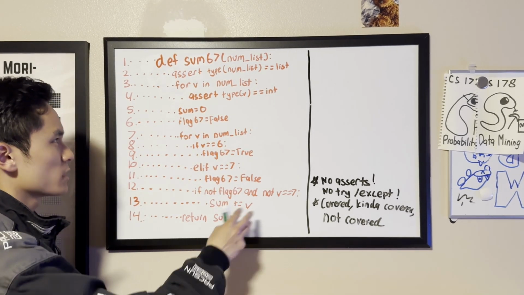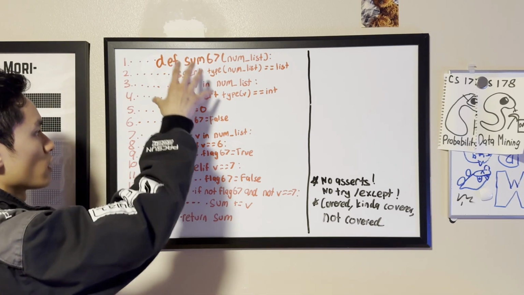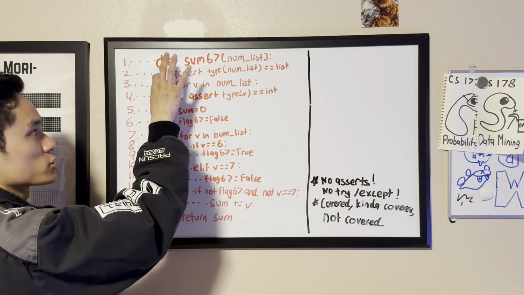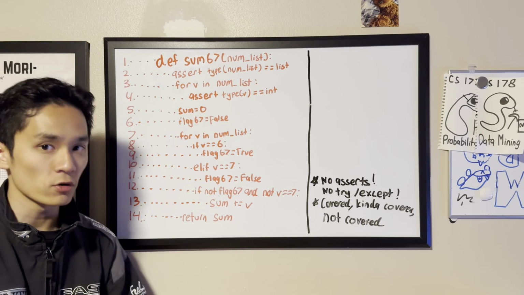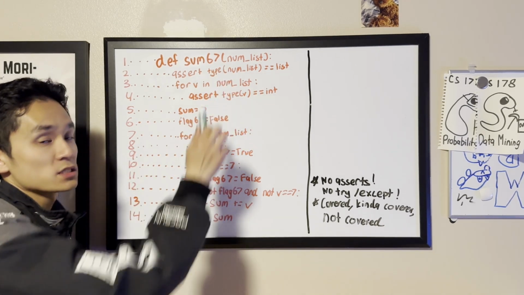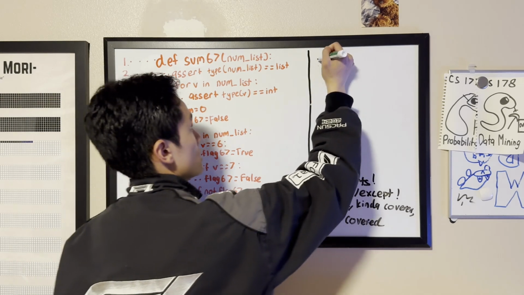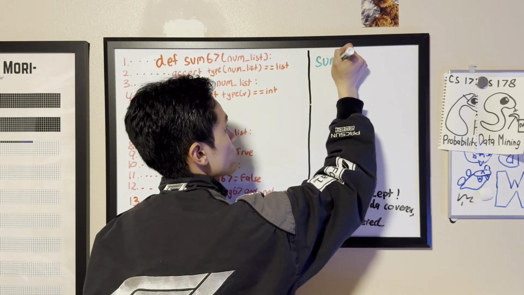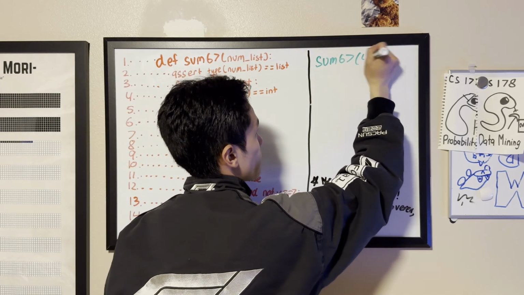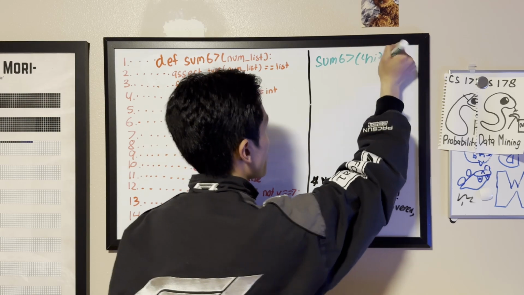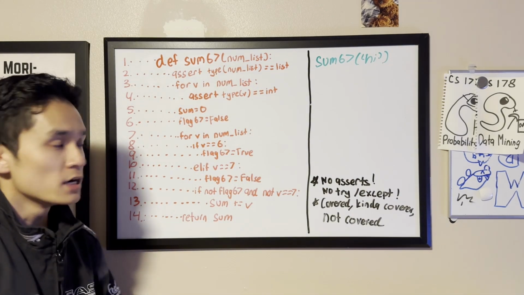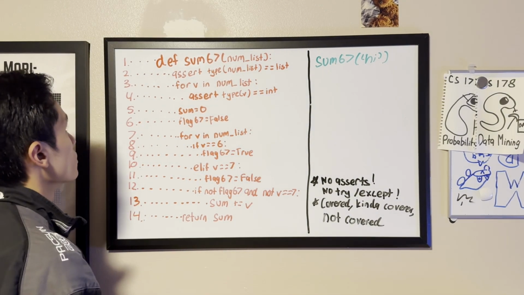Because if you think about it, if we give a valid input, it'll cover a lot of this stuff, but only partially cover these guys. So to get full test coverage, we need to make sure we fail these assert statements first. And to do that, I'll show you this example. Sum 67, and we do not pass in a list, but instead we pass in the string hi. So what happens here? Let's walk it through.